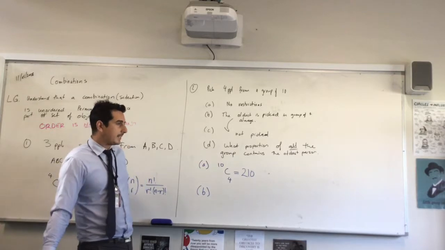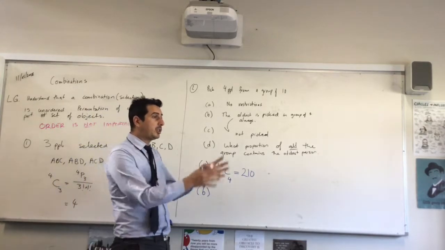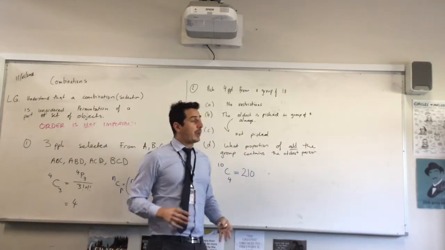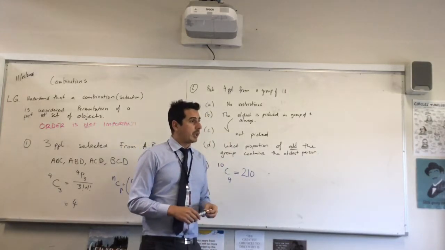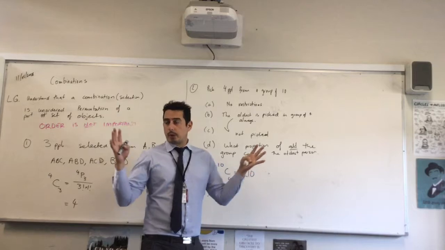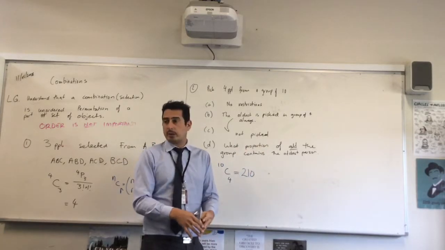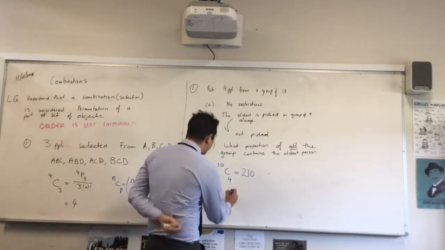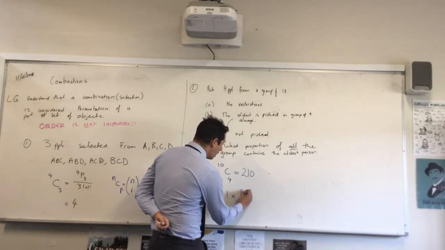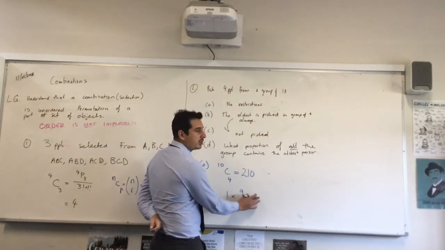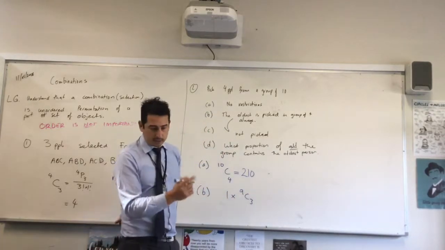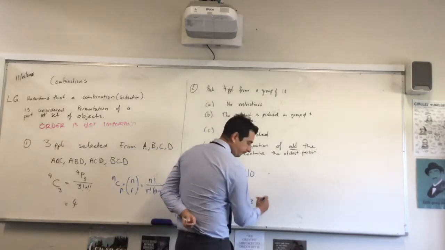I was thinking 9 choose 3. Yes, because we've already got the eldest person in the group of 4. So how many spots are available? 3 spots. And how many possible people do we have to fill those spots? 9. So we can go 1 times 9 choose 3, or we can just do 9 choose 3. Either one works.